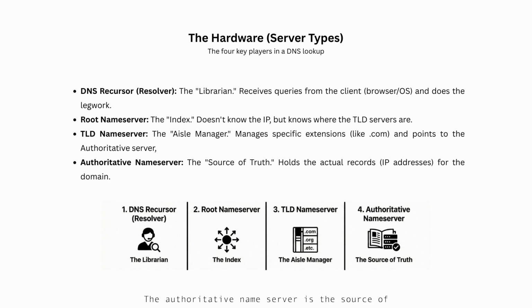Finally, the authoritative name server is the source of truth. It holds the actual records and IP addresses for the domain. It is the final destination in the query chain. Think of it like your resolver is your personal assistant. You ask them to find your phone number. They ask the root, the phone book distributor, who points them to the TLD, the regional office, who points to the authoritative server, the local switchboard.